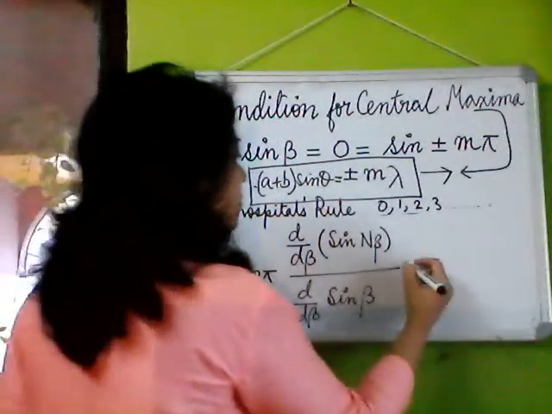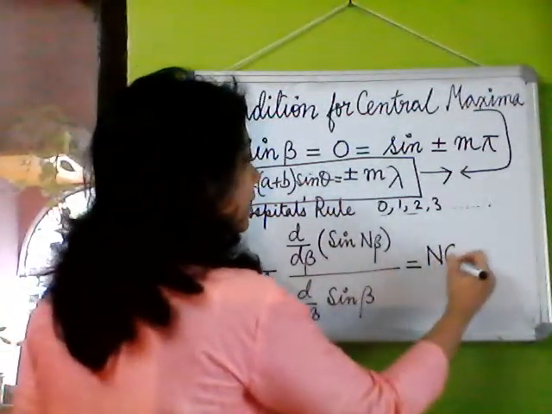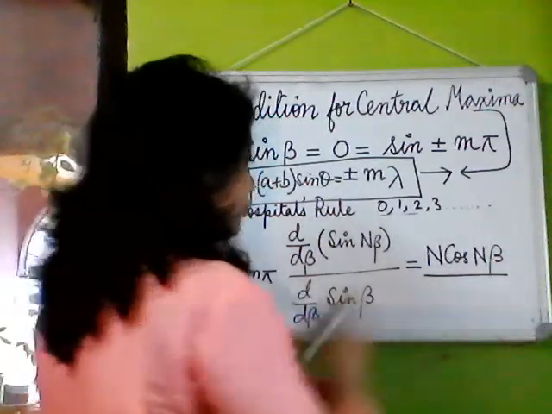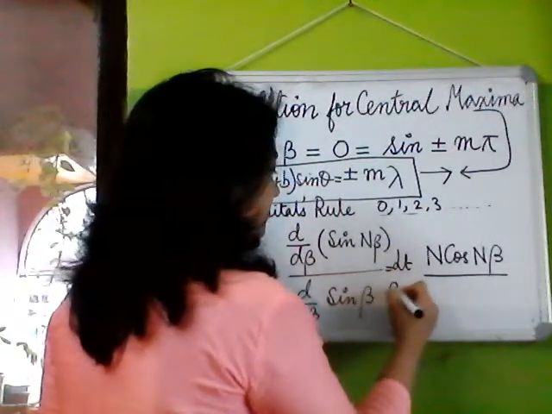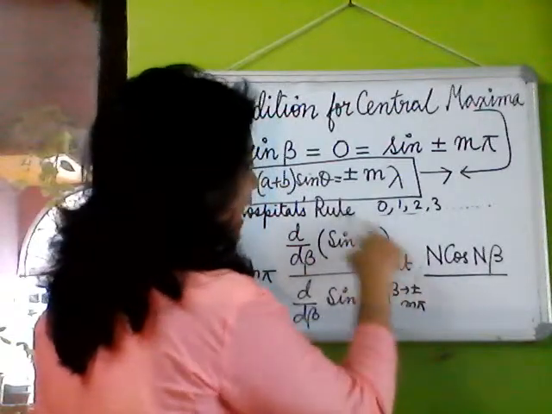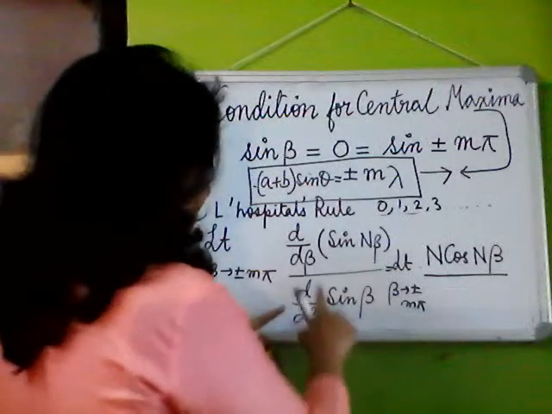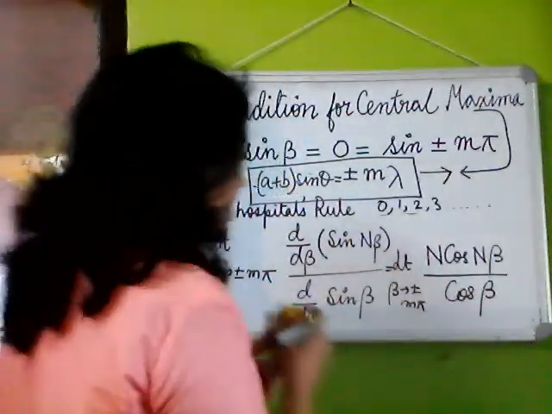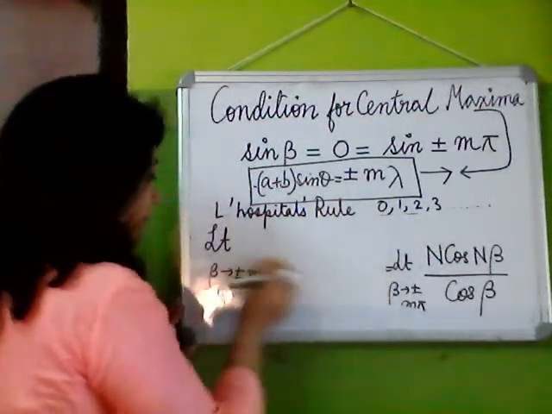So when I do this, what will I get? Differentiation of sin n beta will give me n cos n beta. Obviously I have to write down the limits, I cannot forget that limit beta tending to plus minus m pi. So d/d beta of sin n beta gives me n cos n beta, and d/d beta of sin beta obviously will be cos beta. So this is where we are standing using our L'Hospital's rule.